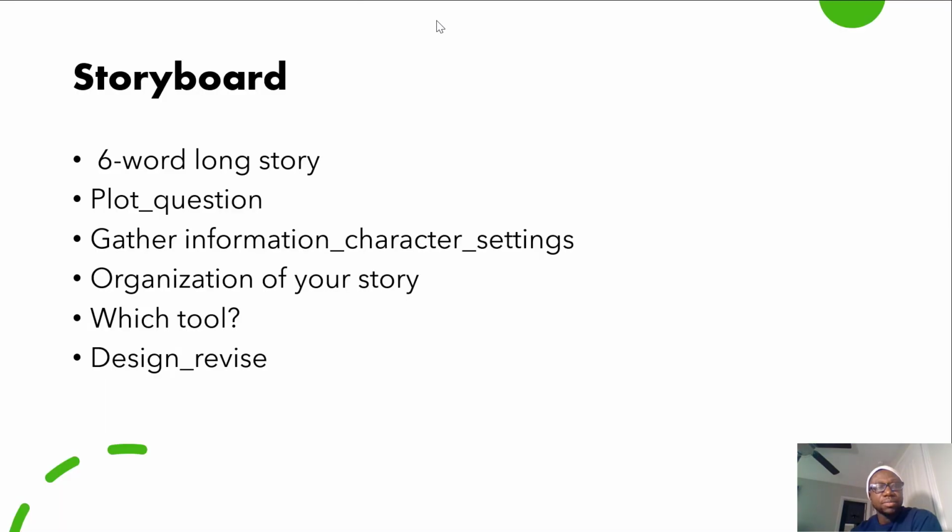So in creating a storyboard, we need to think of a 6-word long story. This is the first exercise that we're going to do in class. I'll explain what you need to do with this, and then think of the plot or the question, then think of information gathering, think of the characters that will be in your story, think of the settings, think of how you can organize your story, and identify the tool that you want to use. And then you revise and design your story and keep editing until you are satisfied.